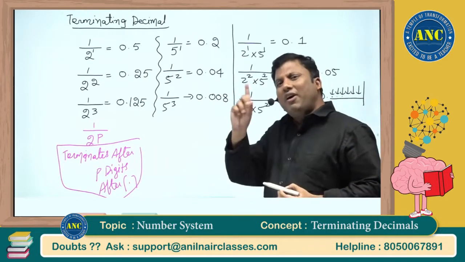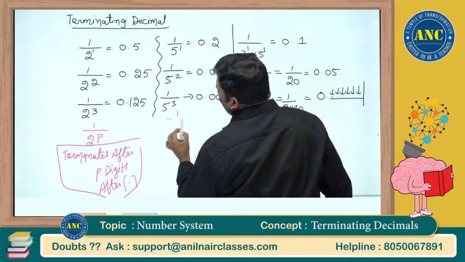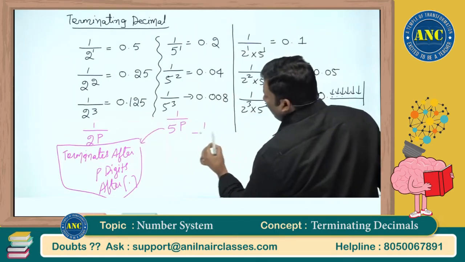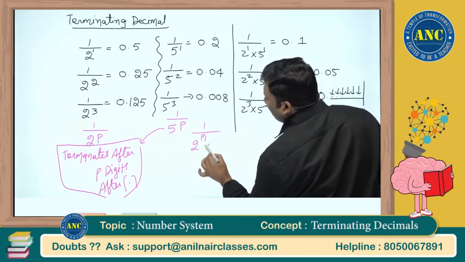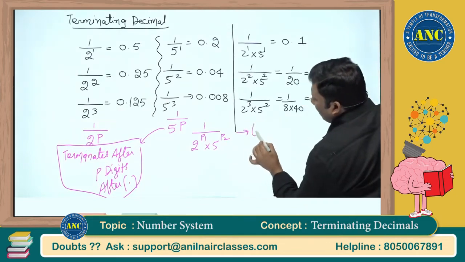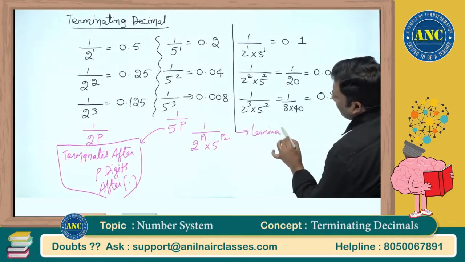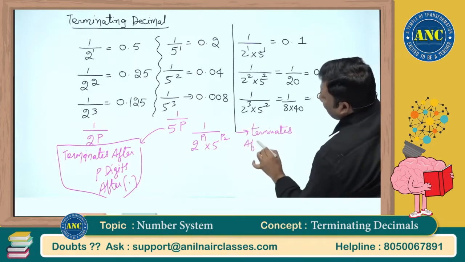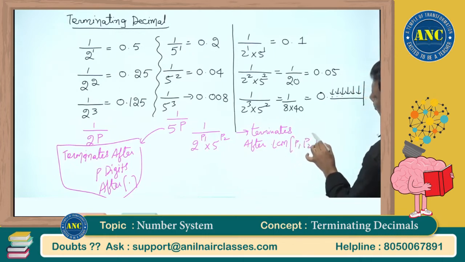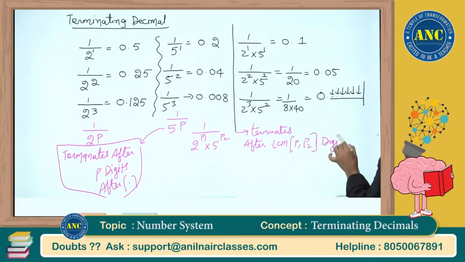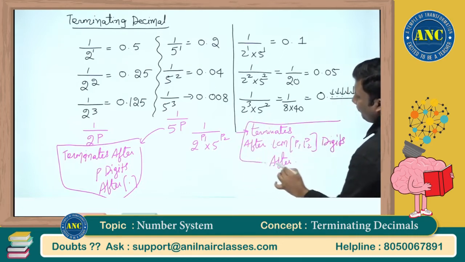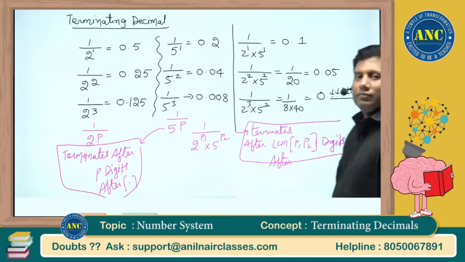It is not only valid for 1 by 2 power p, it is also valid for 1 by 5 power p. Suppose it is 1 by 2 power p1 into 5 power p2, then it terminates after LCM of p1 comma p2 digits. Very, very important, sir. After the dot. Is it clear?